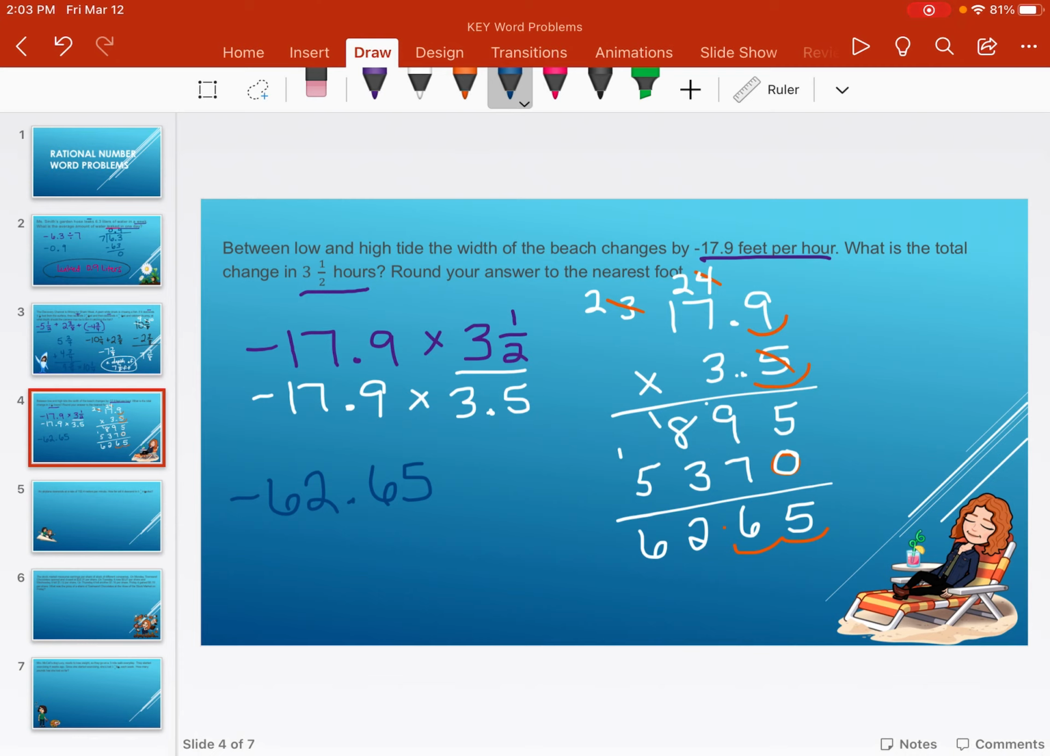Also, though, it does ask me to round to the nearest foot. So whole number. So I'm going to have to change this to the nearest whole number, which the 0.6, I'm looking here at the tenth place, would round this up. So I'm going to actually say that my answer is 63 feet. And I'm actually going to add the word that it changed. 63 feet. The word changed is always positive because it's just how much did it go from the original.